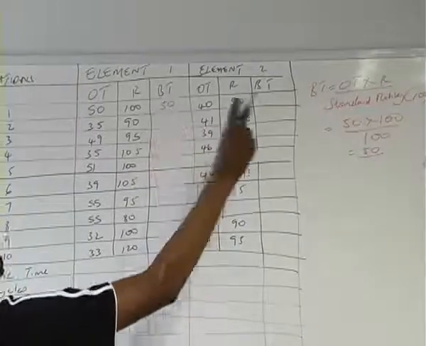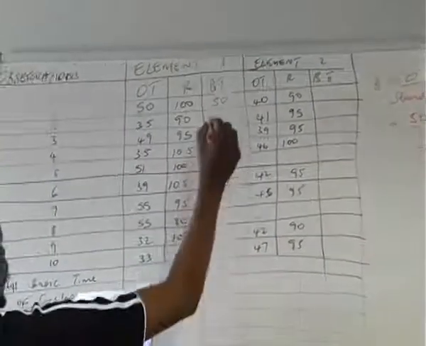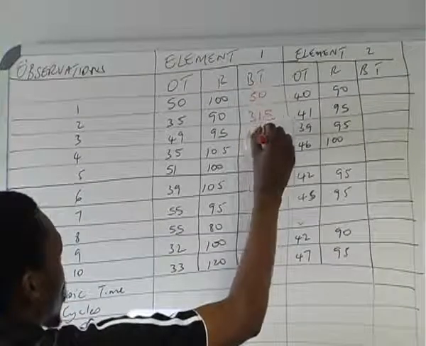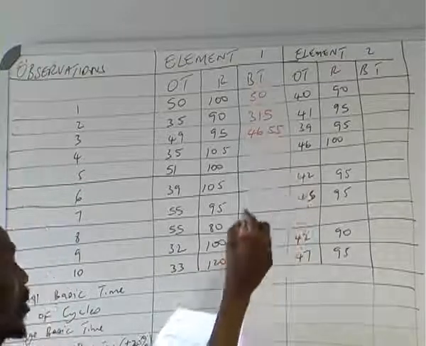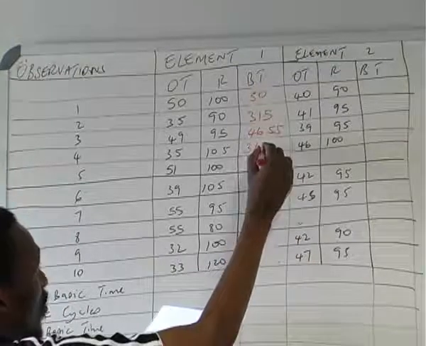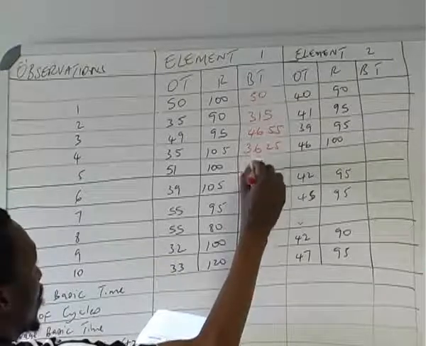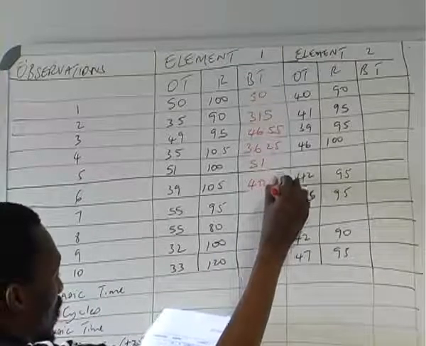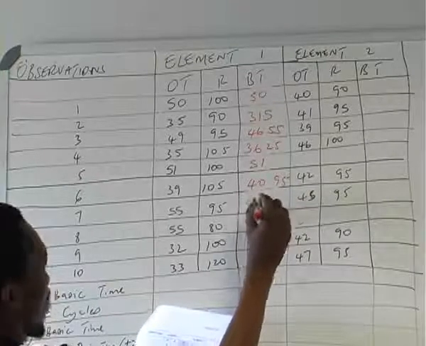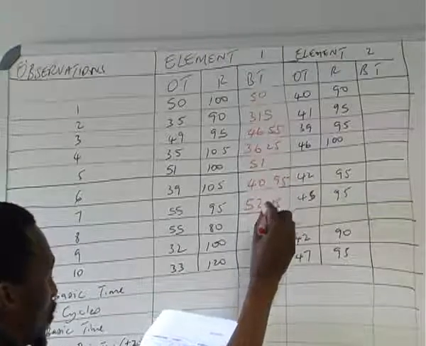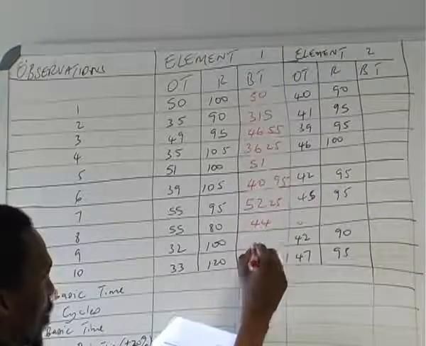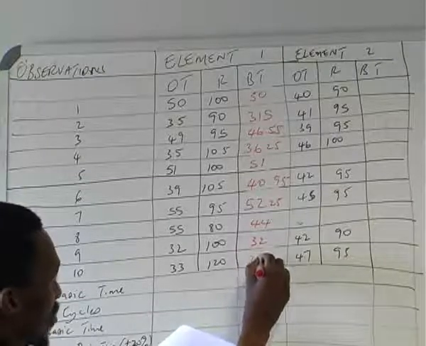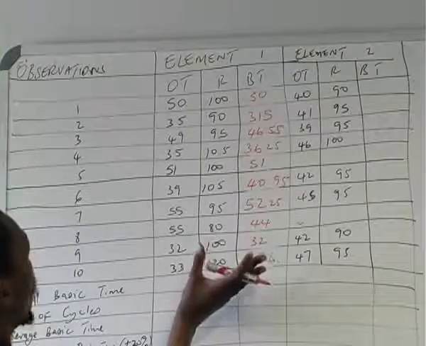So you do the same for all the elements. Element 2, you get 31.5. Element 3, 46.55. Element 4, 86.25. Element 5, 51. Element 6, 40.95. Element 7, 52.25. Element 8, 44. Element 9, 32. Element 10, 39.6. So we are done with element 1.